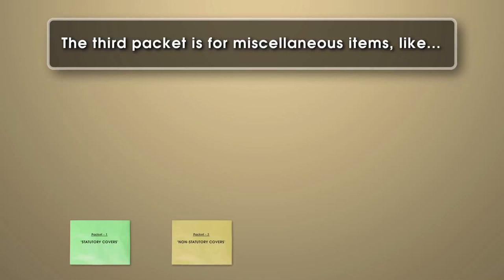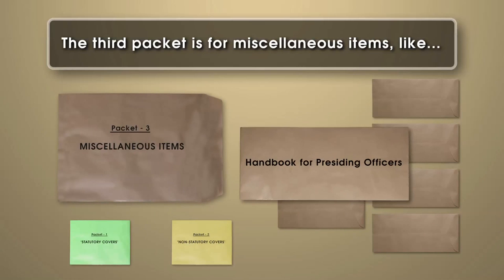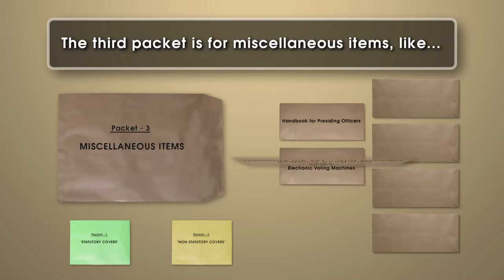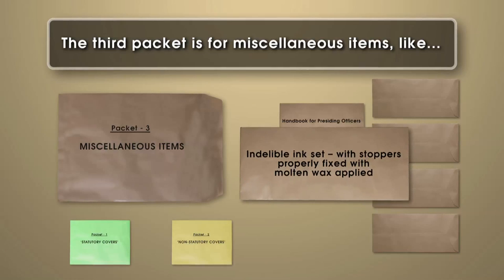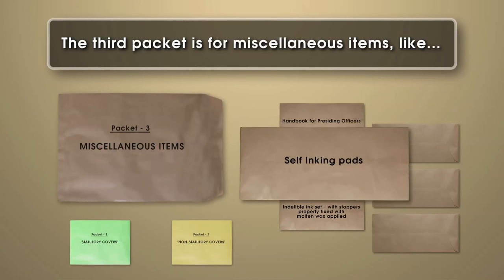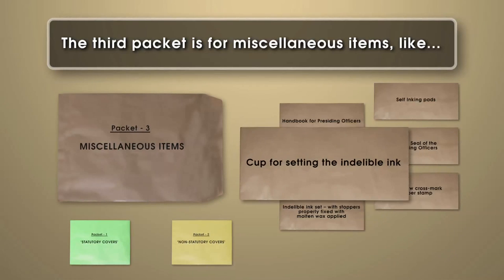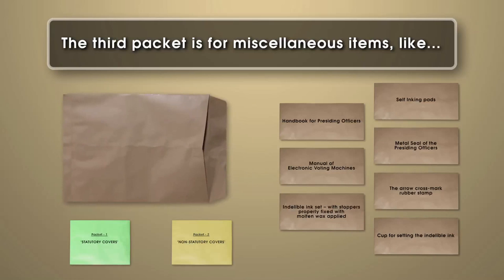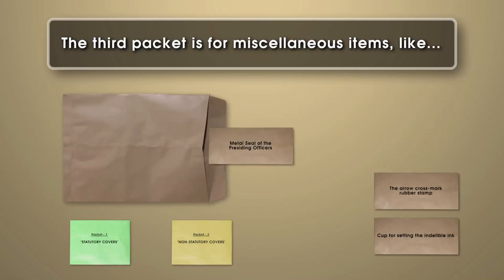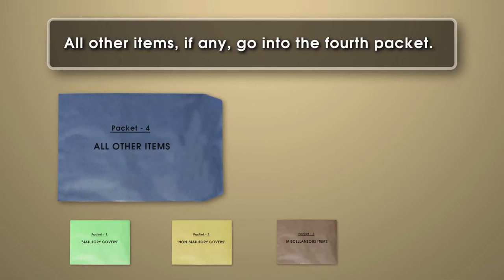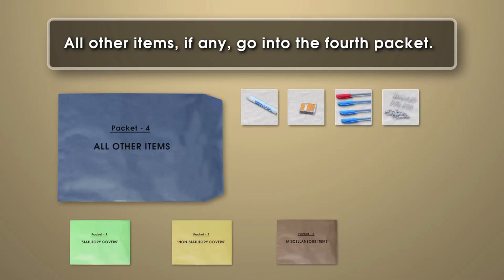The third packet is for miscellaneous items like the Handbook for Presiding Officers, Manual of Electronic Voting Machines, indelible ink set with stoppers properly fixed with molten wax applied, self-inking pads, metal seal of the presiding officers, the arrow cross-mark rubber stamp, cup for setting the indelible ink. All other items, if any, go into the fourth packet.